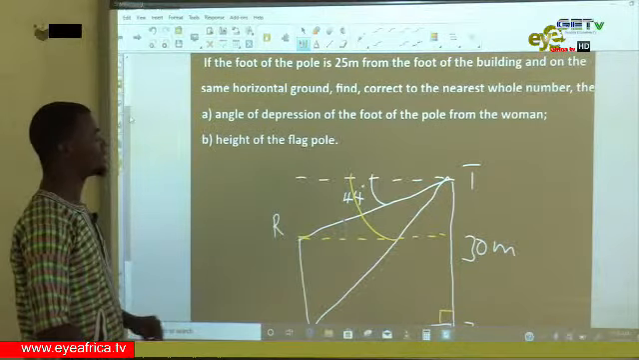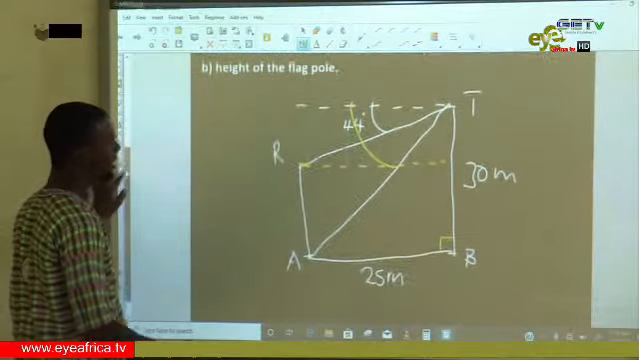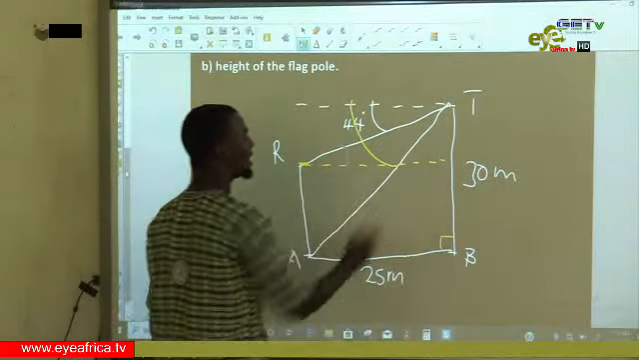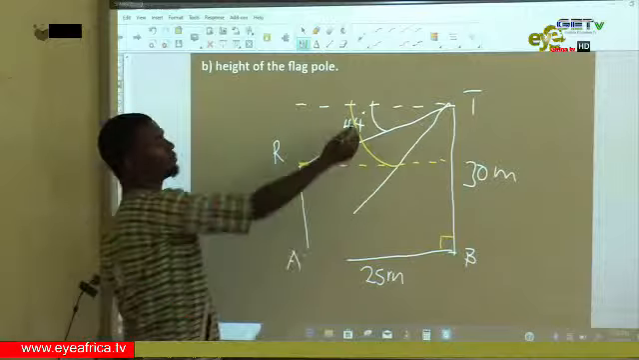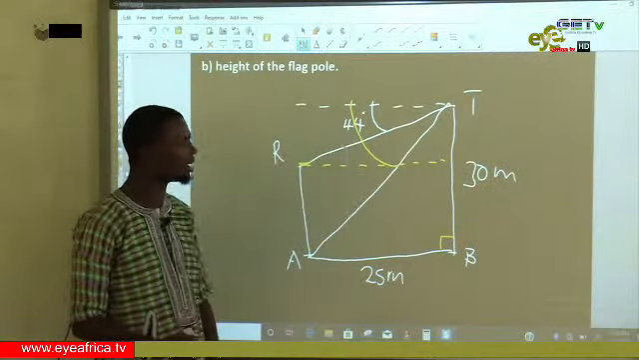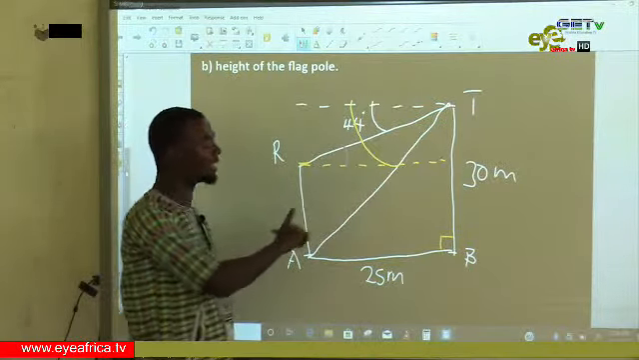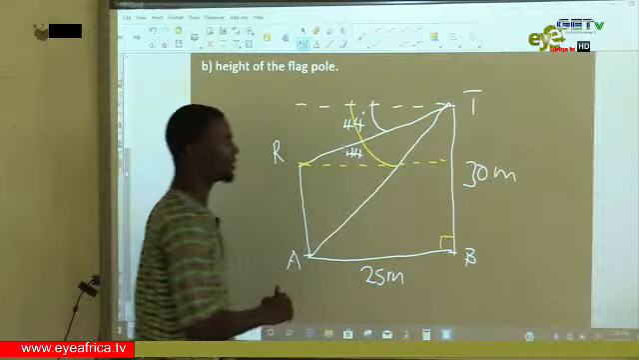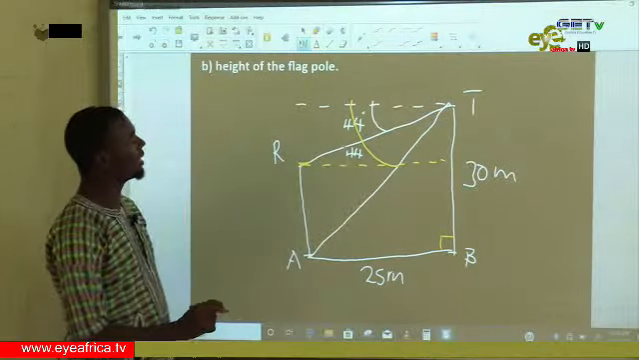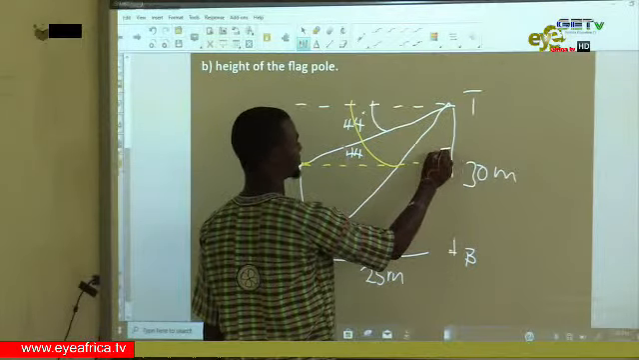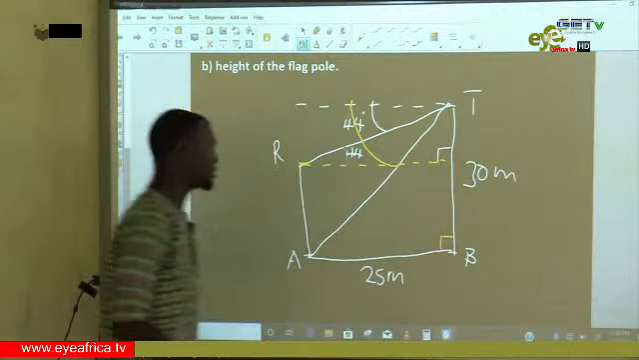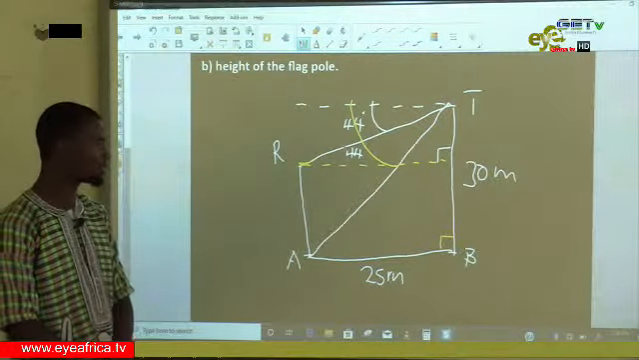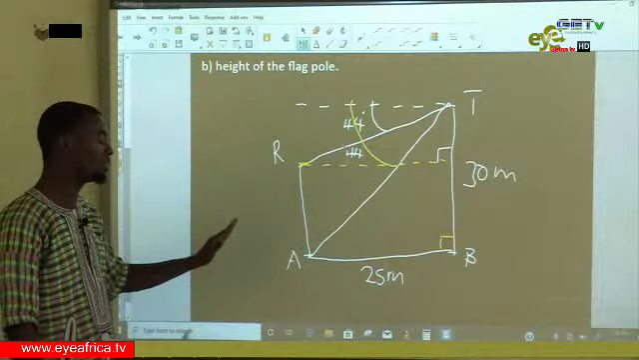How do we find that? You just look at these ones here. We have 44 degrees here. Then we have the horizontal eye level at the top of the pole. This 44 degrees is alternate to this angle that we have here, that is the horizontal line at the top of the pole. You have 44 degrees alternate angles. Then what else do we have? We are asked to find the angle of depression from the woman to the pole.